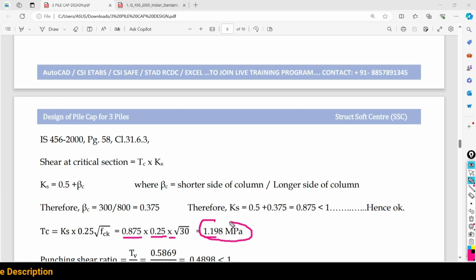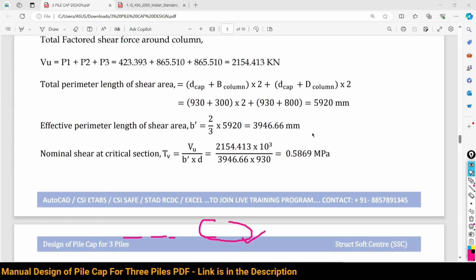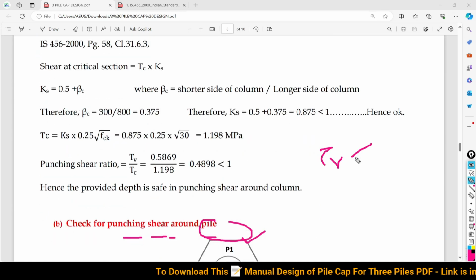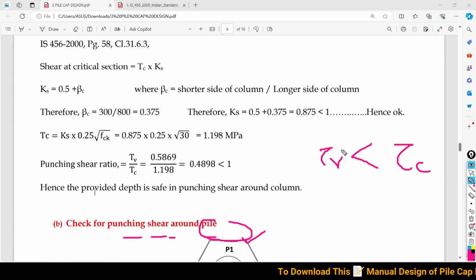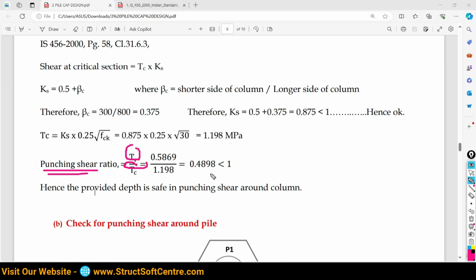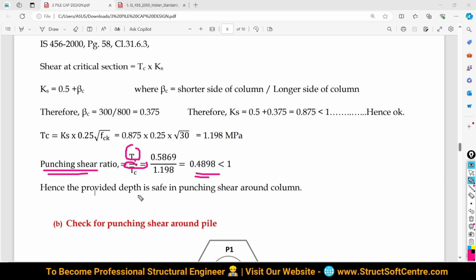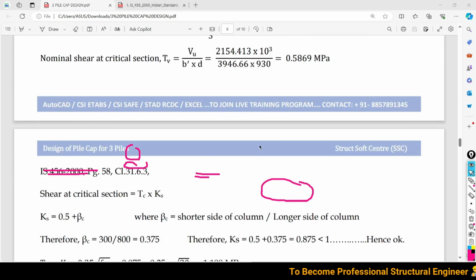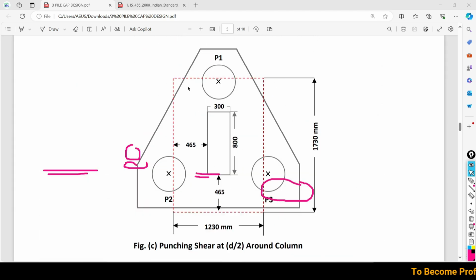It is the critical capacity. Your section has this much capacity to resist the shear. And how much shear is coming in actual? 0.5869. So the nominal shear is less than your critical shear, so it is safe. But further, we are going to do the calculation for the punching shear ratio. So nominal shear divided by critical shear, you have to take the ratio of this, and this ratio should be less than 1. Then we can say that the provided depth of the pile cap is safe in punching shear around the column. So your depth of the pile cap is basically safe for the punching around your column.